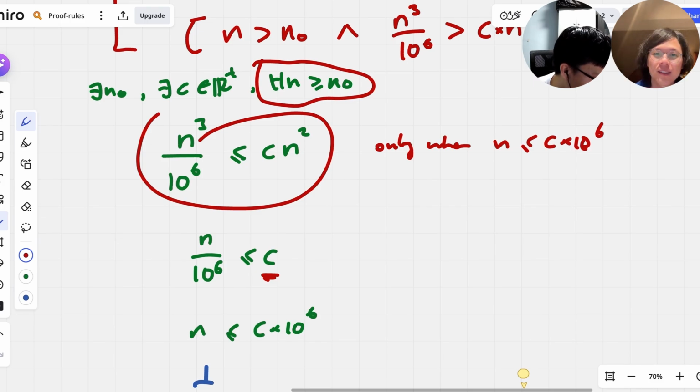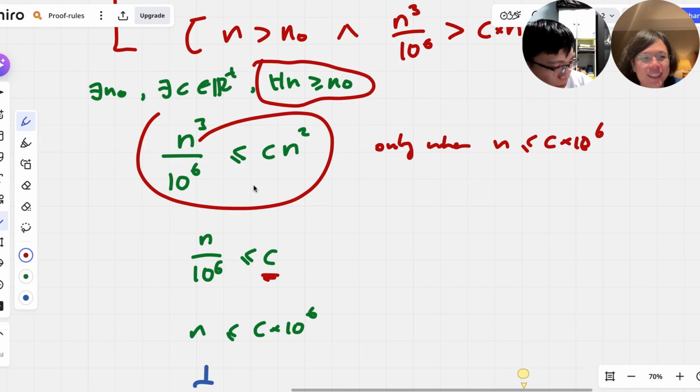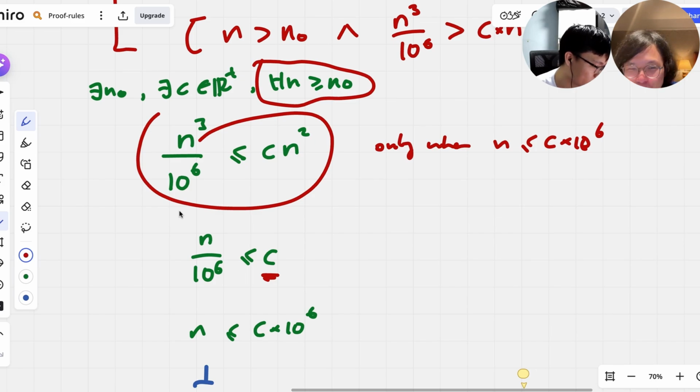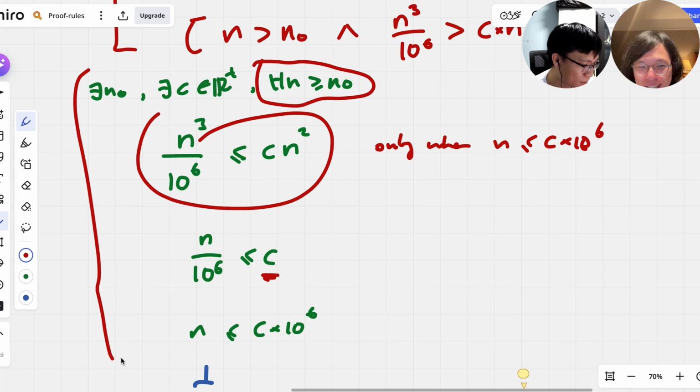Sorry, you were saying? No, I'm just trying to find the contradiction. Yeah, okay. Right. This is what happens when you start writing proofs in a loose way. It starts looking a little weird, but yeah, right.